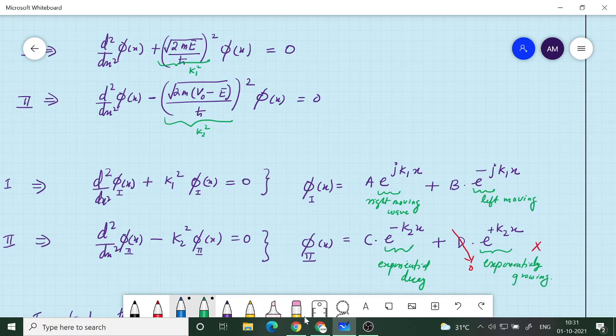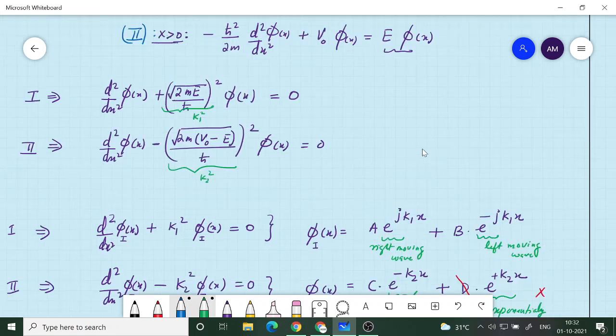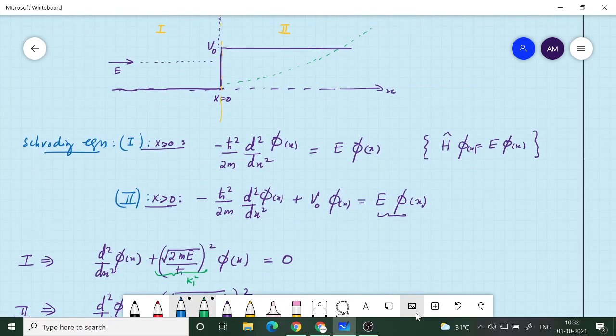You remember this? Yes, sir. So can we have a right moving wave? Yes, because the particle is actually coming from minus infinity into the barrier. So there is of course a wave that is moving to the right. As the particle is moving from left to right, the wave that describes the particle is also moving from left to right.